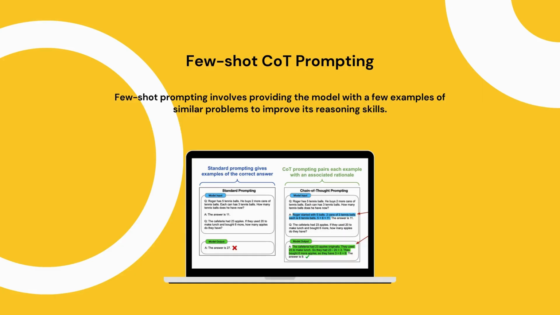Few-shot CoT prompting. Few-shot prompting involves providing the model with a few examples of similar problems to improve its reasoning skills. Example.